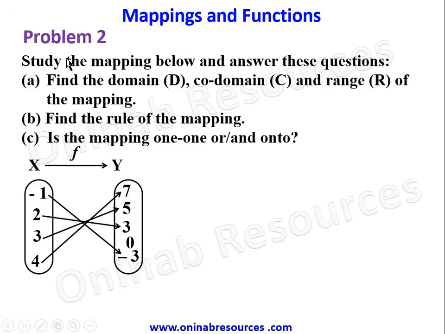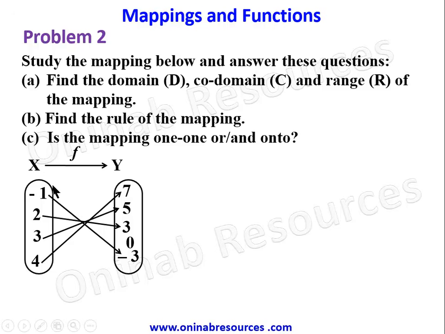For problem 2, study the mapping below and answer these questions. So the questions are: A, find the domain D, codomain C, and range R of the mapping. B, find the rule of the mapping. C, is the mapping one-to-one or onto? Then we study carefully.